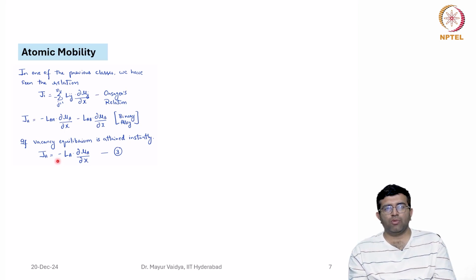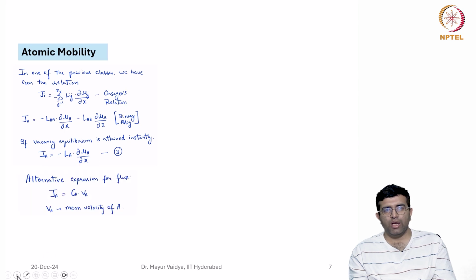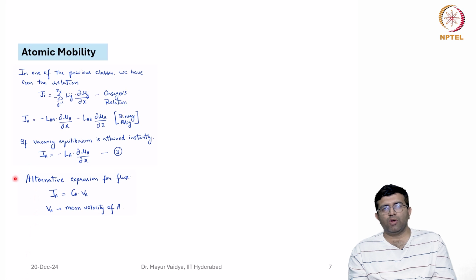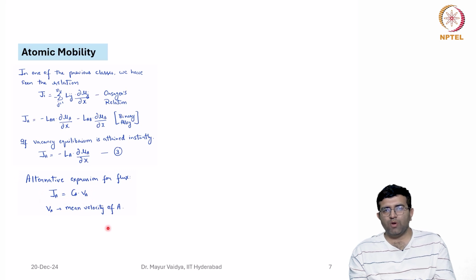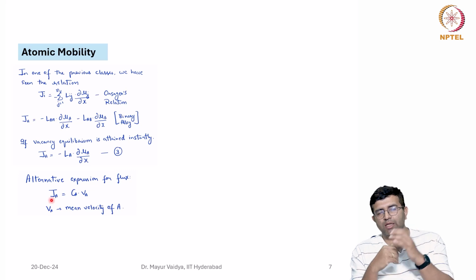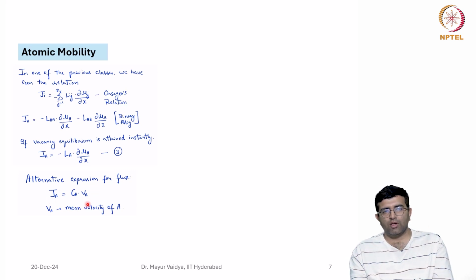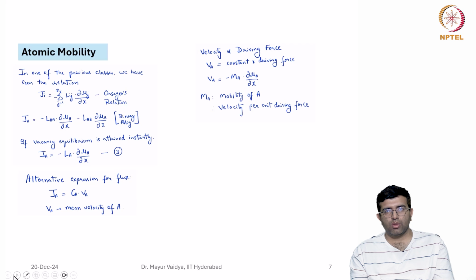So, now here we have written Ja is equal to minus La into dou mu A by dou x. You can express flux in another way also, which is Ja is equal to Ca into Va, where Va is the mean velocity of A atoms. You can check the dimensions, it will match out also, and you will see for yourself that it makes perfect sense that the flux can be written as the velocity into the concentration per unit volume, or the number of moles per unit volume.